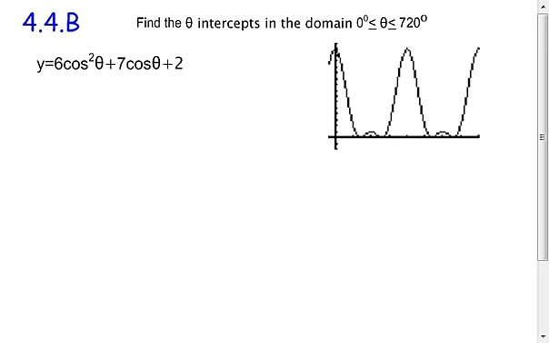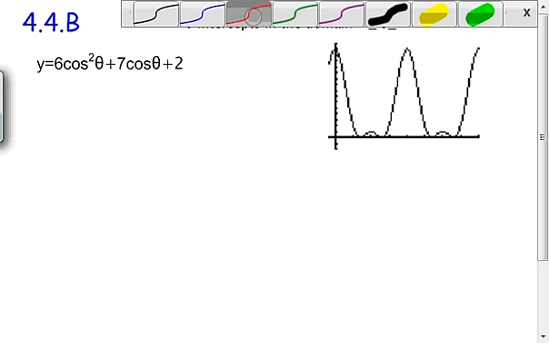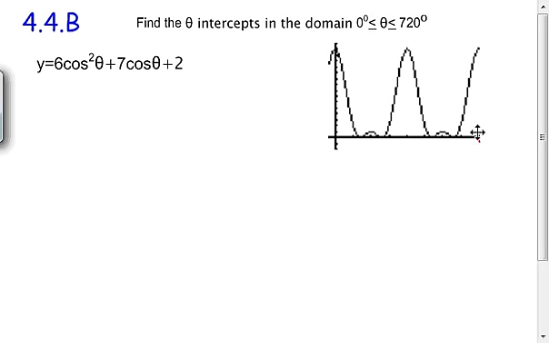This first problem, we're supposed to find the theta intercepts on this graph in this domain from 0 to 720, and this is 720 right here. So we're looking at the whole picture. It looks like there's 4 solutions. It looks like it just touches in these spots right here and here and here, and we'll see if that's true or not when we do this algebraically.